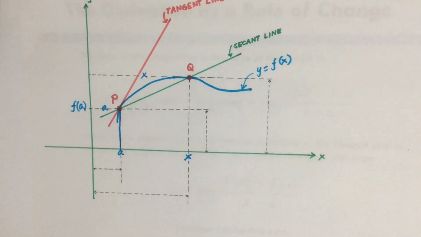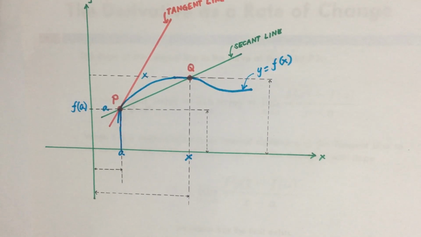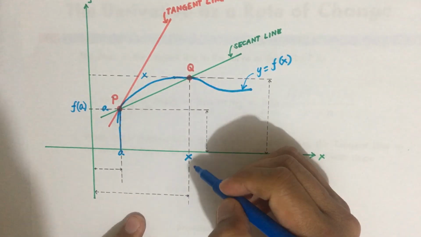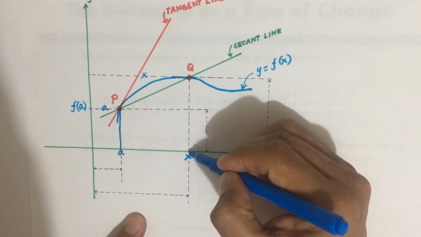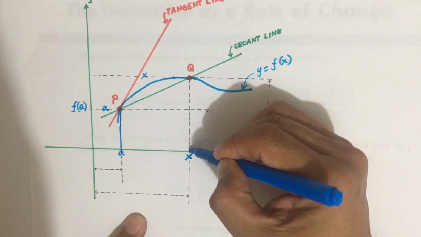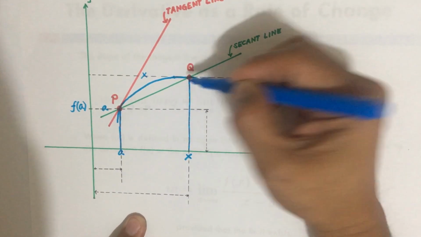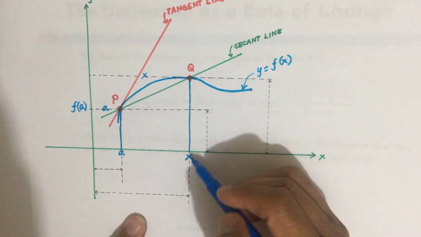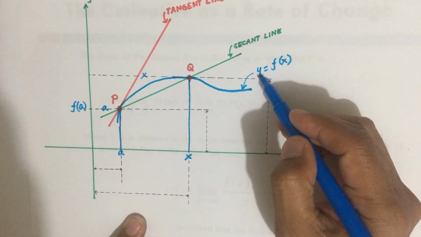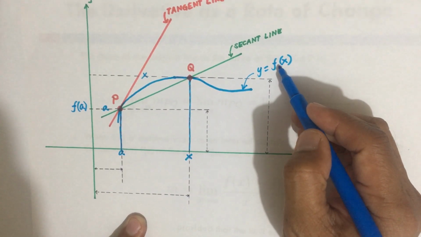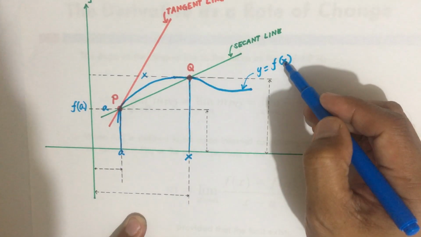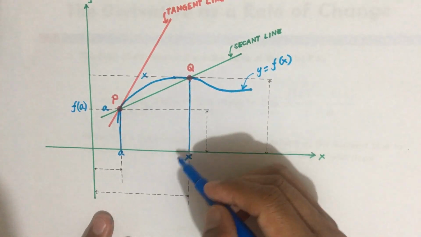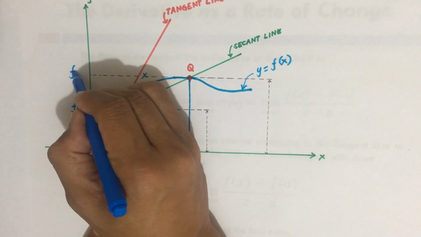Similarly, the distance from the x-axis towards point Q, so this distance, that is x, that is the value of the y when x is equal to x. So this is our f sub x.